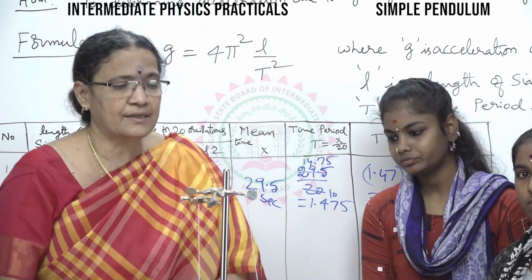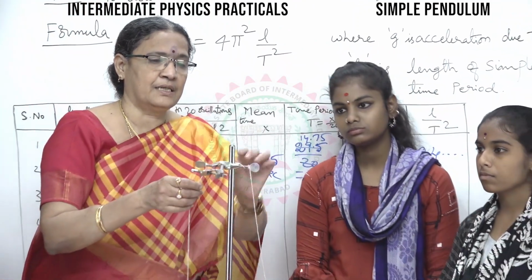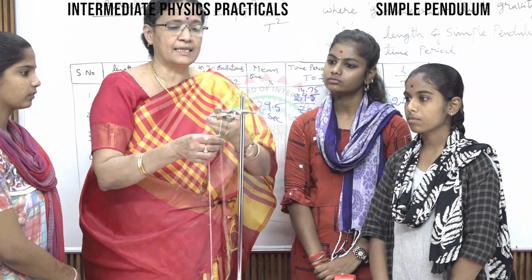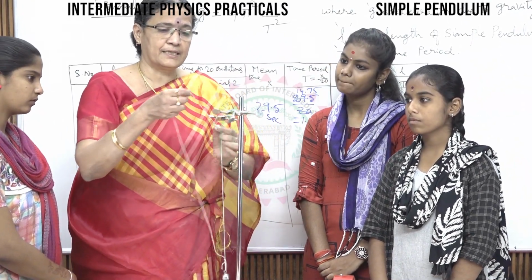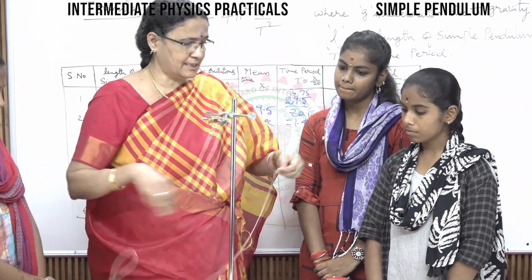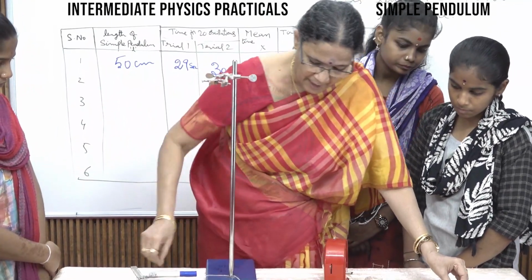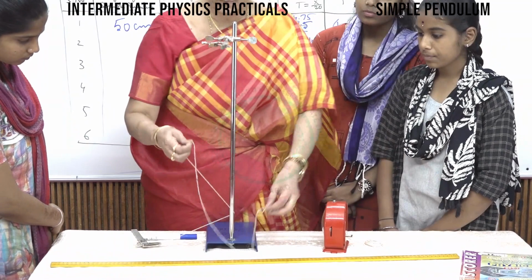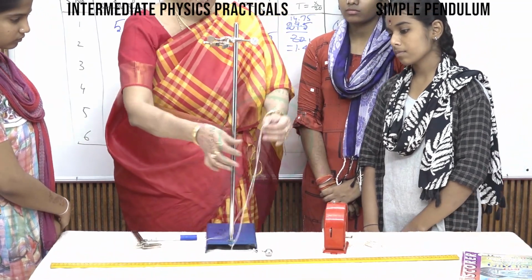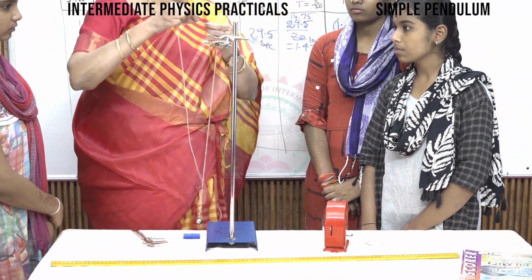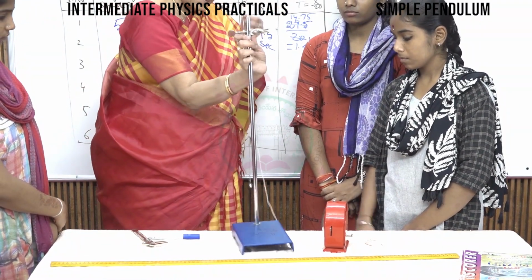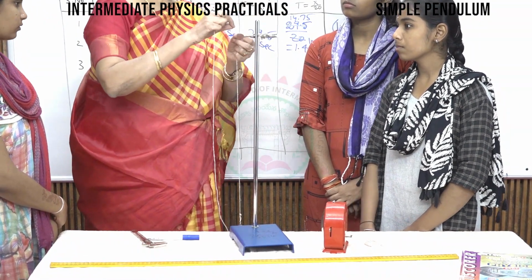I am taking the thread out. I have to increase the length by 10 centimeters. Now I am taking the same scale, and here I am measuring 61. I am putting an ink dot there. And now I see that the ink dot becomes the point of suspension here.